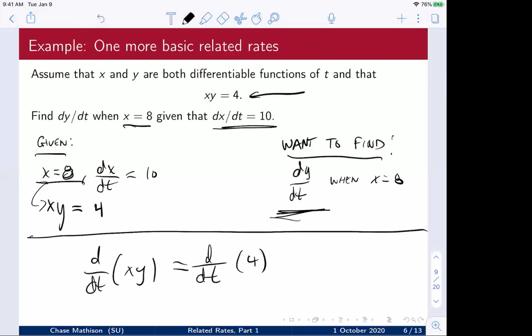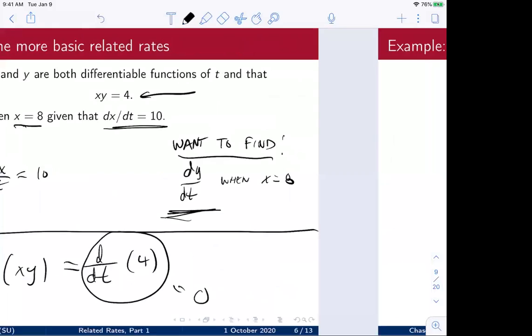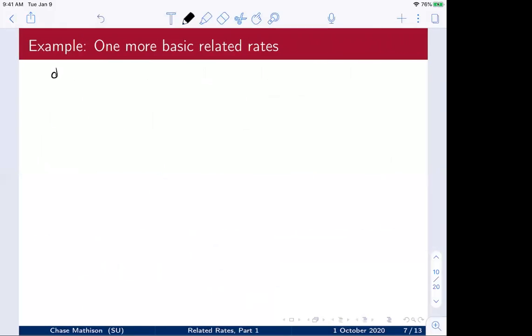Oh, someone asked, can velocity and position be y and x for this concept of changing with time? It depends. In this context, no, x and y are just general variables, but that's going to depend on the problem, okay? But the derivative of 4 with respect to t is just 0, because it's a constant, okay? So now we need to look at the derivative with respect to t of x times y.